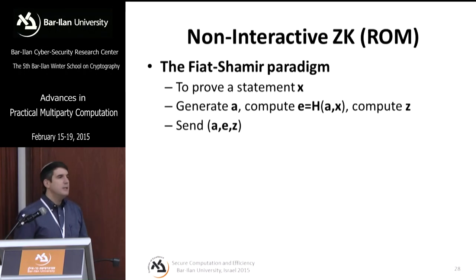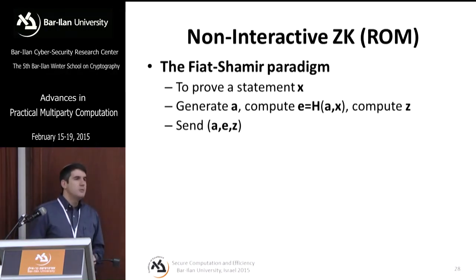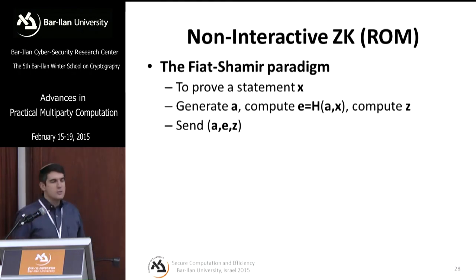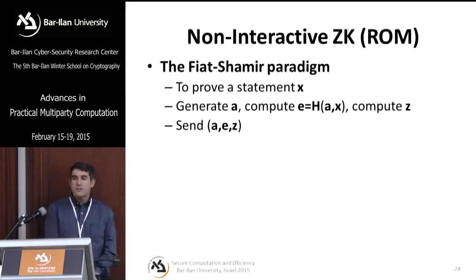So Fiat-Shamir is a heuristic which enables you to convert any sigma protocol into full zero knowledge non-interactively. It's actually impossible to do this in general: we can prove that you cannot do non-interactive zero knowledge without any additional setup. So it uses the random oracle model. We model the hash function as a random oracle, and in that setting, we're able to prove that it's zero knowledge. And it's actually very simple.